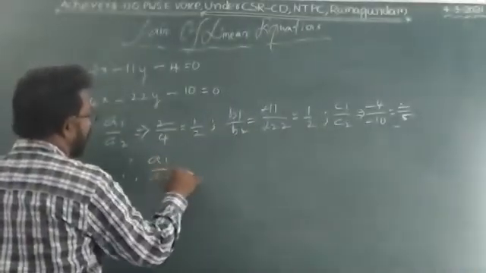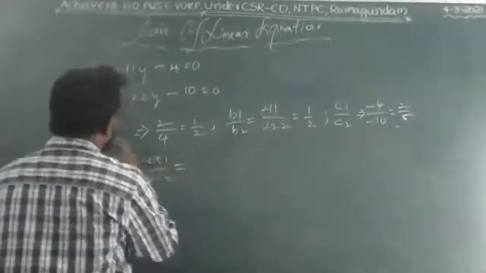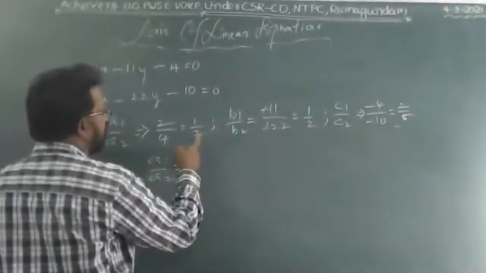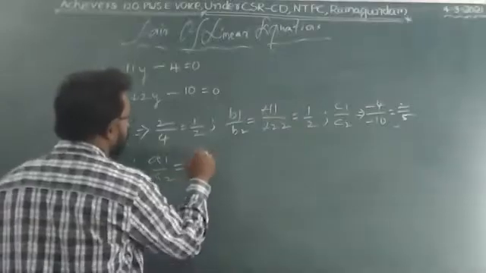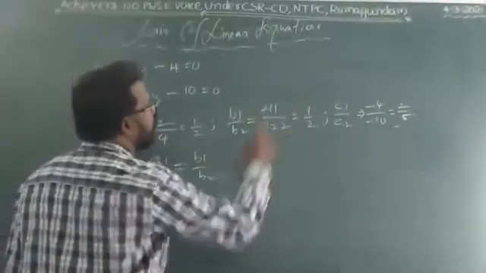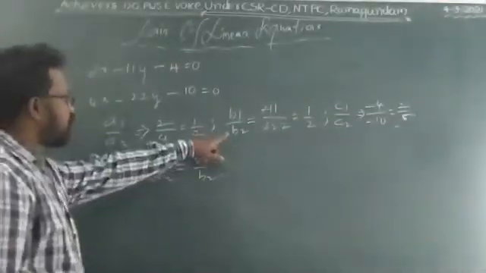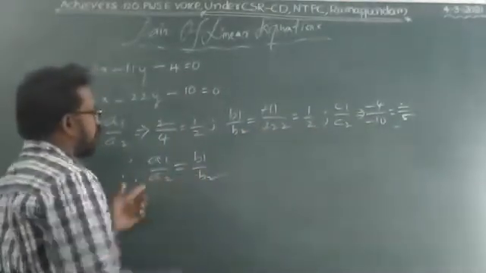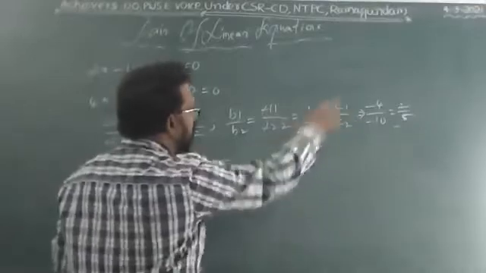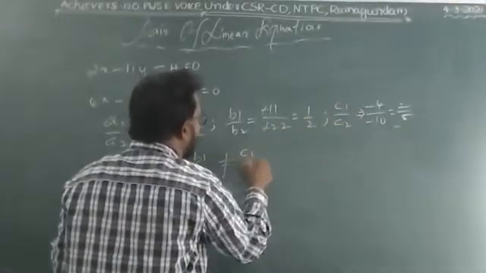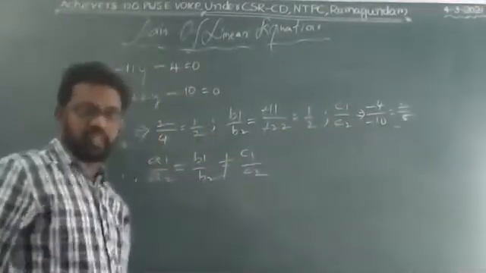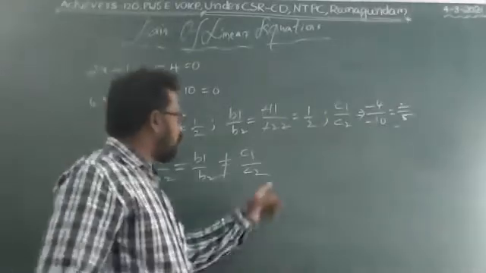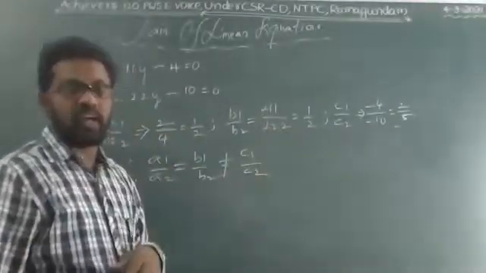So now we can guess that A1 by A2 is 1 by 2. What is B1 by B2? Also 1 by 2. See here, B1 by B2 also 1 by 2, A1 by A2 also 1 by 2. So these two are equal. And C1 by C2 is 2 by 5, which is not equal to them.